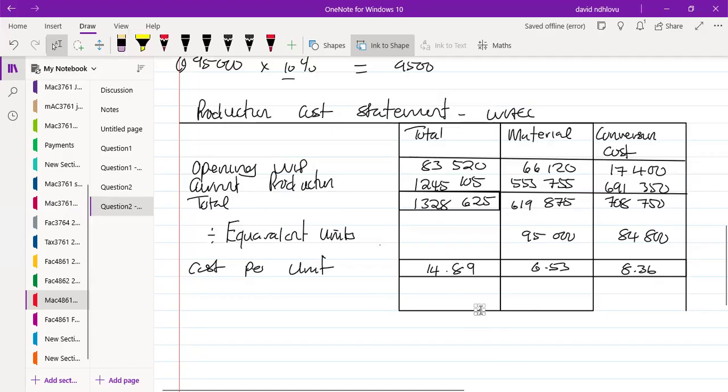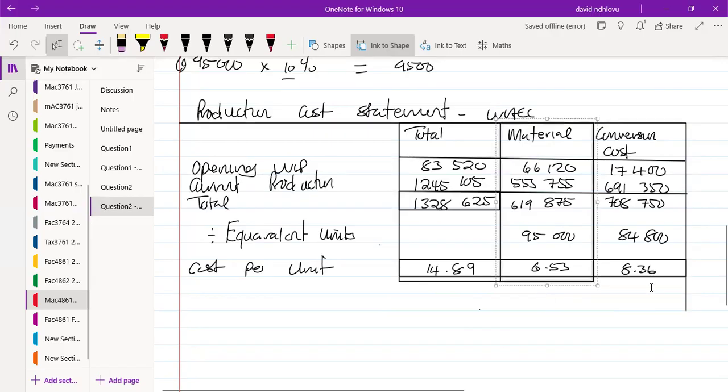Right, are we following? Okay, can I ask quickly? I don't know if a production cost and manufacturing cost is the same thing? Yeah, it's the same thing. And remember, a manufacturing cost is also known as a production cost.